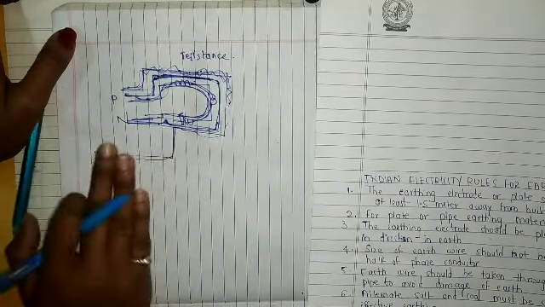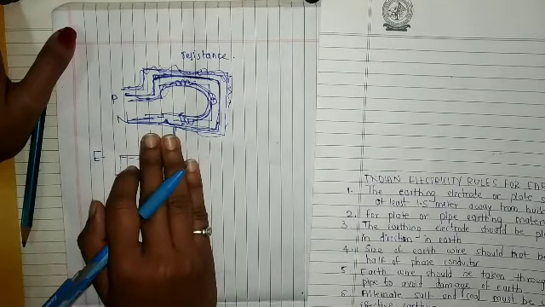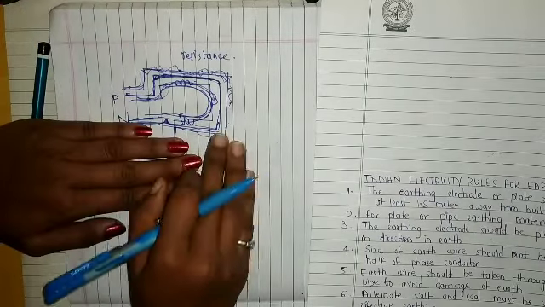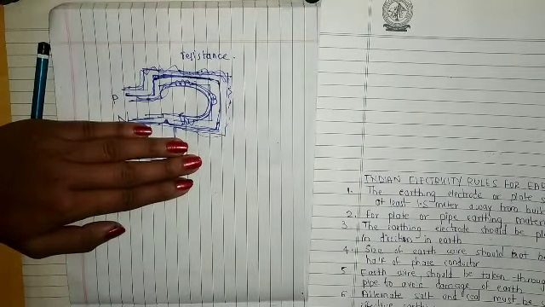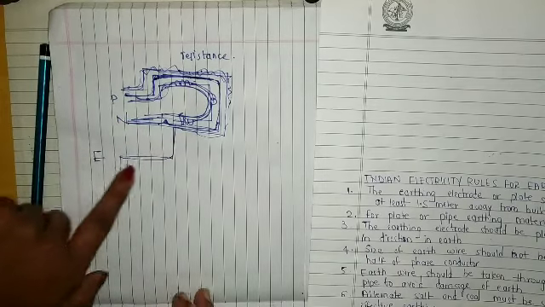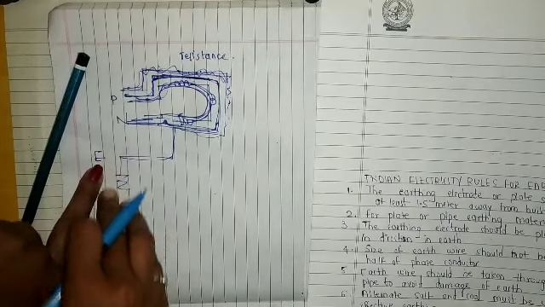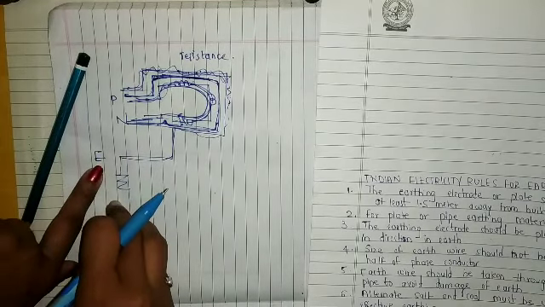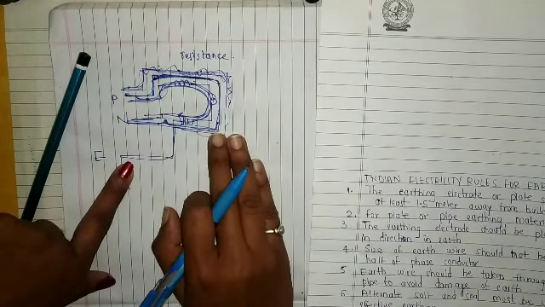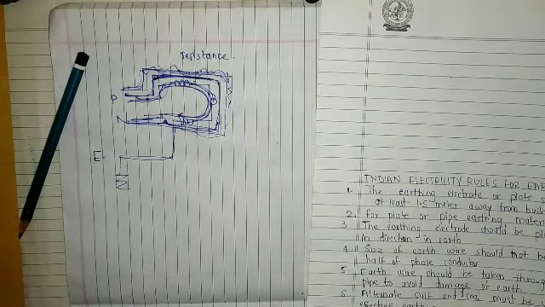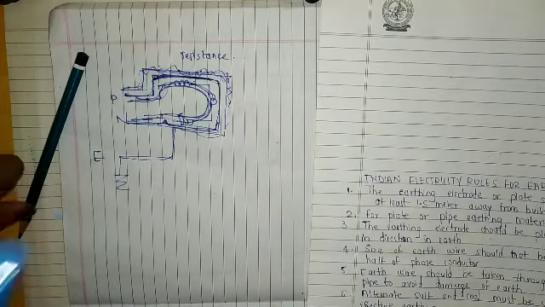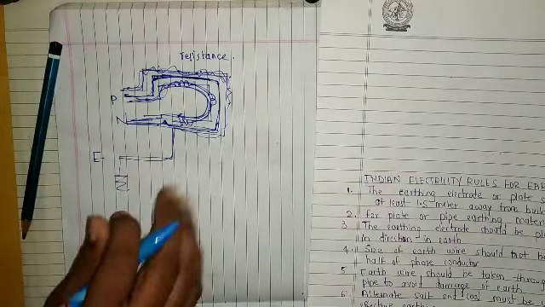But if this earthing is not provided, then all the current will flow through the human body, right? But now here we are providing earthing. So all the current will flow to the earth. Now if we touch this, we will not get a shock. So earthing is provided. So there are some rules.